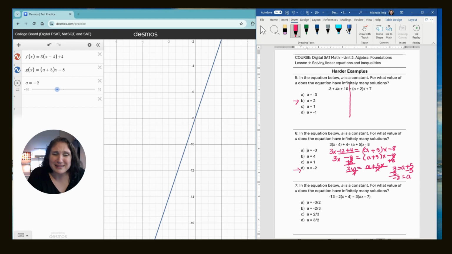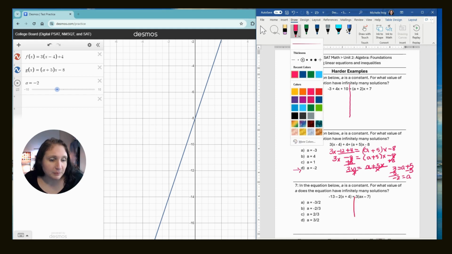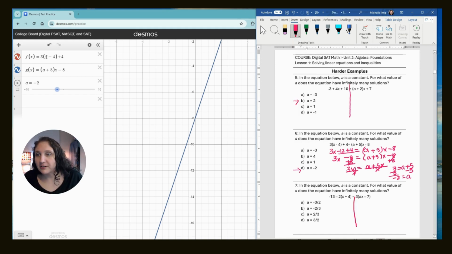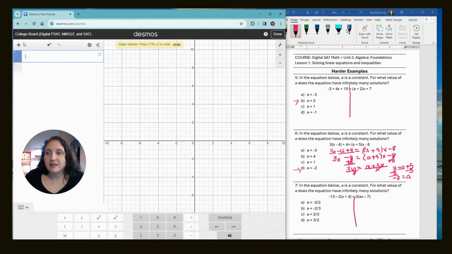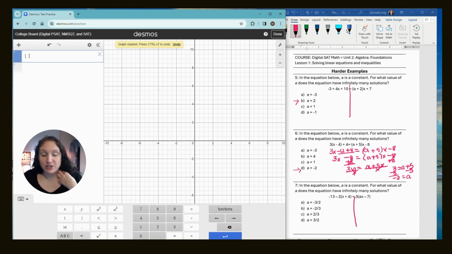Let's look at number 7. Look how complex and nasty that is. I'm not even going to bother doing it the old way. We're going to just split that baby in half. Boom. So my first equation I'm going to write, actually, I'm going to hit this and hit delete all so you can see me start from scratch.